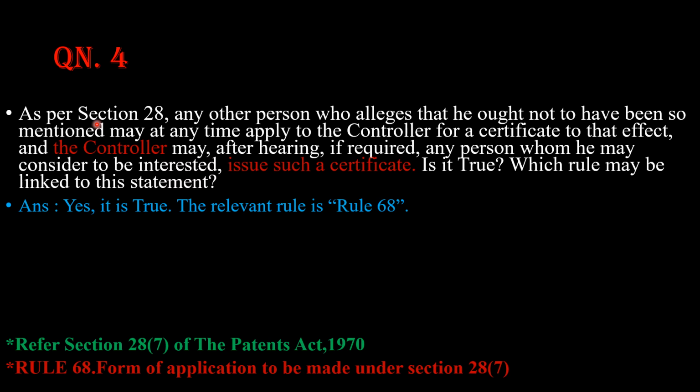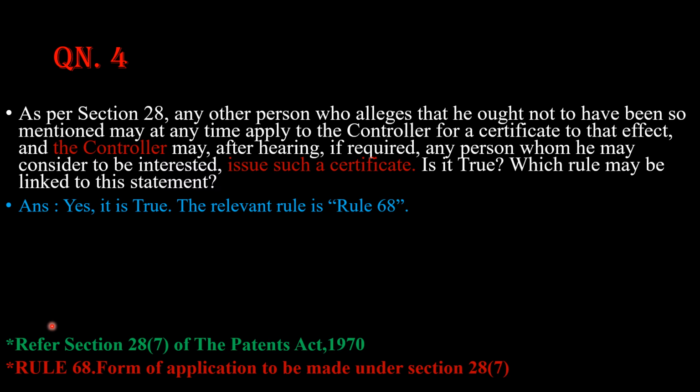Question number 4. As per section 28, any other person who alleges that he ought not to have been so mentioned may at any time apply to the controller for a certificate to that effect, and the controller may, after hearing, if required, any person whom he may consider to be interested, issue such a certificate. Now this is the statement. Is it true? Which rule may be linked to this statement? The answer is yes, this statement is true, and the relevant rule is rule number 68.